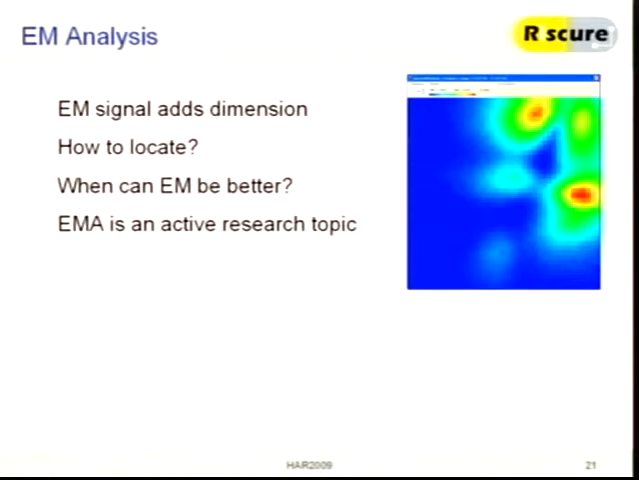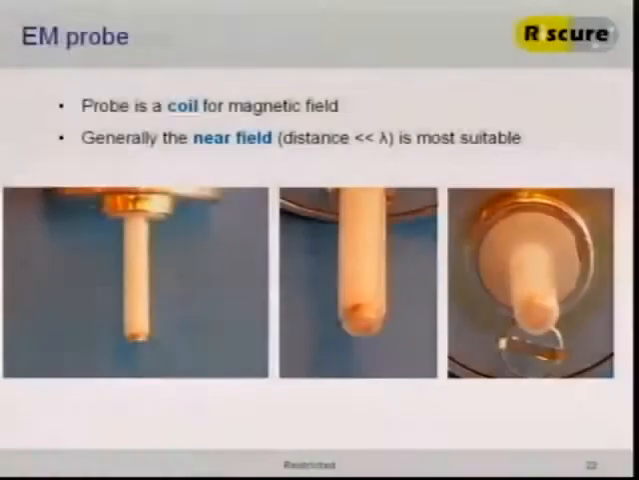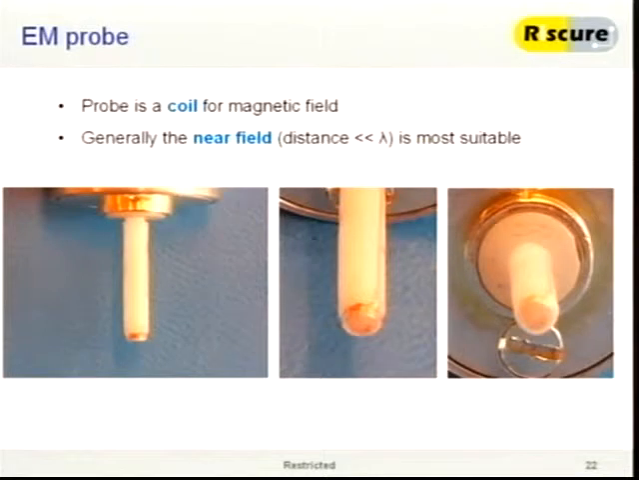EM analysis. First, maybe an explanation of what electromagnetic analysis is. In the next slide, I have a picture of a probe tip, and that's the probe that's mounted here. In the tip, you see a very, very tiny coil. In the probe itself, the metal housing is an amplifier. What it does is it picks up the local EM field around that coil.